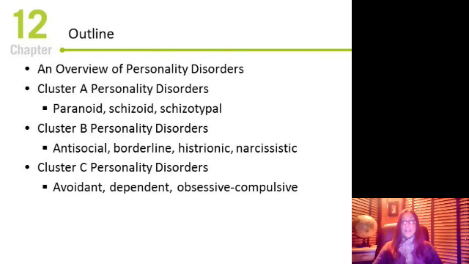Cluster B are the ones I am intrigued by, that I've brought up a few times in class: antisocial, borderline, histrionic, and narcissistic. And then you have cluster C, which are avoidant, dependent, and obsessive compulsive. Keep in mind that obsessive compulsive personality disorder is not the same as the obsessive compulsive disorder we discussed a few weeks ago in class. They're different. I'll explain why when we get there, but just keep in mind that it is not the same.